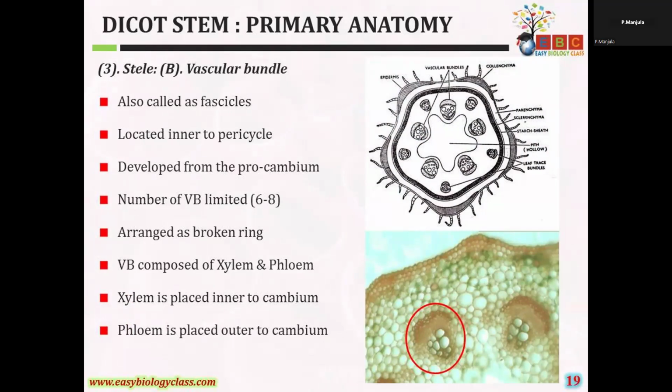That is, 6 to 8 vascular bundles are present in the dicot stem, arranged as a broken ring. These vascular bundles are mainly composed of xylem and phloem. Xylem is placed inner to the cambium and phloem is placed outer to the cambium. So the vascular bundle contains cambium, and inside the cambium xylem is present.